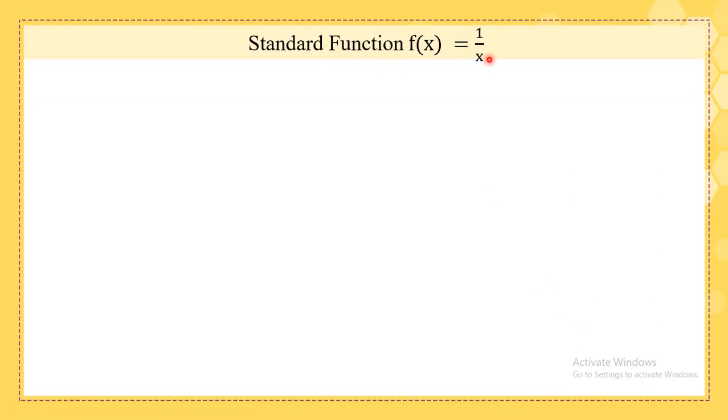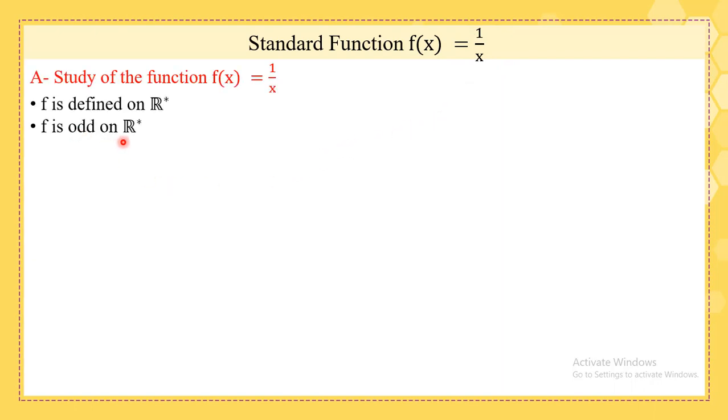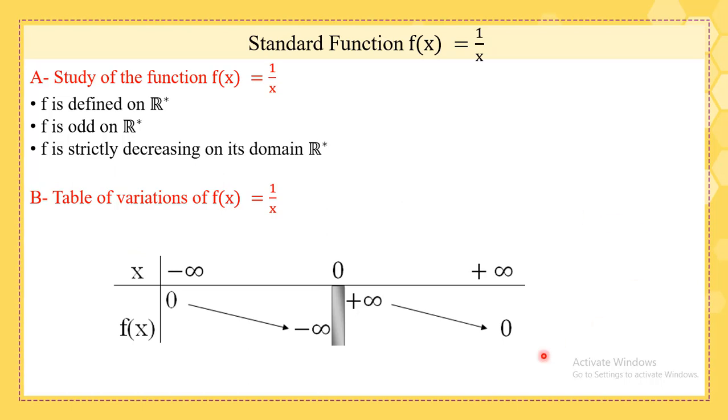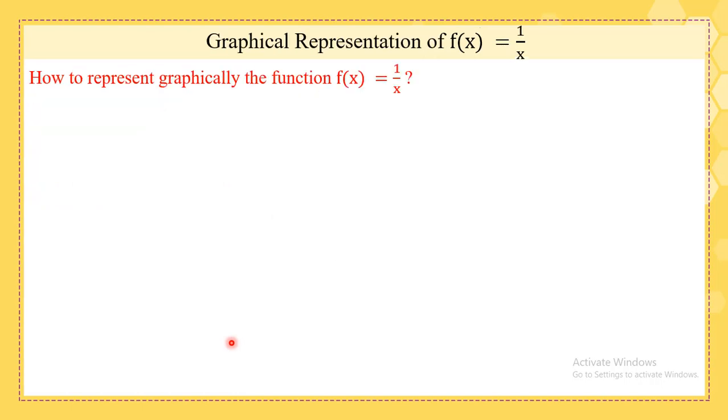Standard function f of x equals 1 over x. The domain of definition of this function is R star. x could be any number except 0. And f is odd on R star. f is strictly decreasing on its domain of definition. The table of variations of f of x is then, this is the table of variations. It's defined from minus infinity to 0, union 0, plus infinity. We can't take 0. It's decreasing over its domain of definition.